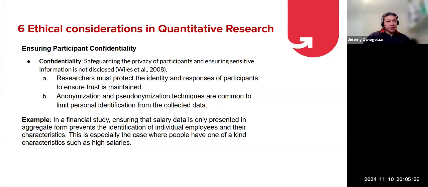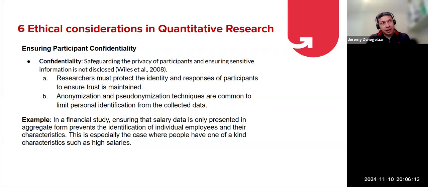So research must protect the identity and responses of the participants to ensure that that trust is maintained. And what I mean by that is if you are creating these data points, make sure that you don't include the respondents' names directly, create rather pseudonyms or something else. So maintain anonymity as well. So anonymization and pseudonymization techniques are common to limit that personal identification from the collected data.